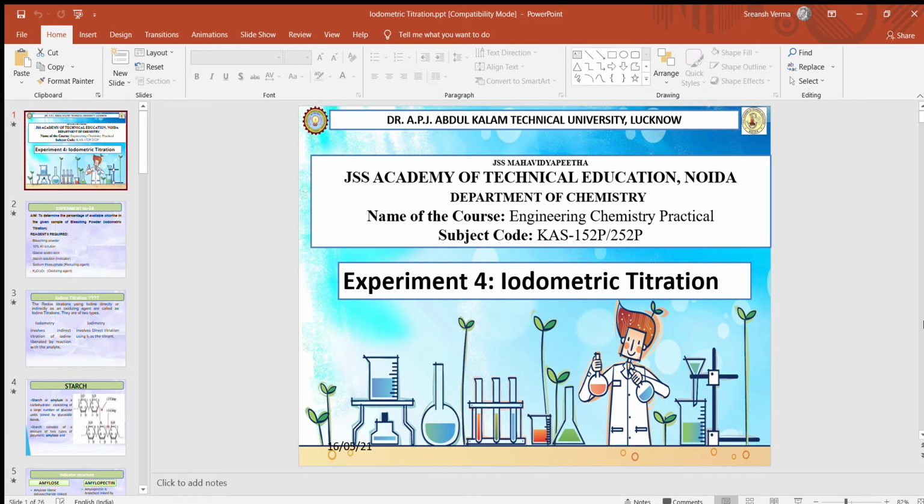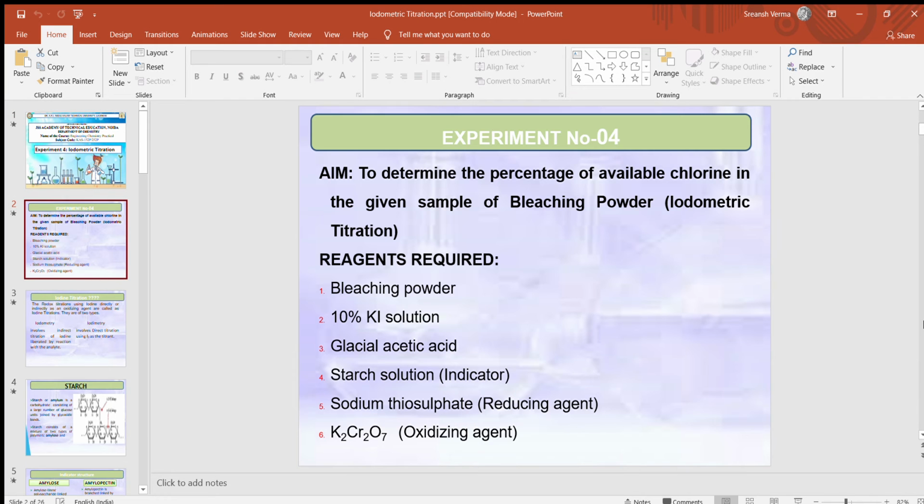Dear students, today we are going to start with another titration, that is iodometric titration. The aim of the experiment is to determine the percentage of available chlorine in a given sample of bleaching powder, and another name for this experiment is iodometric titration.